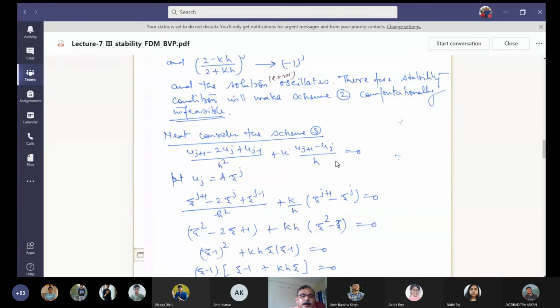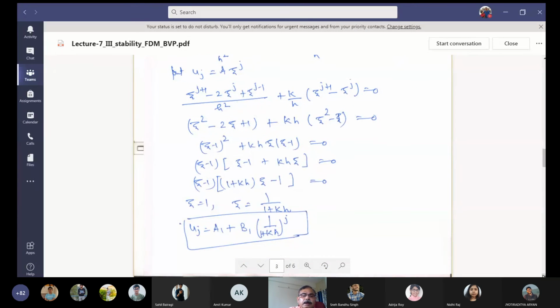So, and then again put uj exactly the similar way. Uj equal to a into xi to power j. Rewrite it. Divide by xi to power j minus 1. You get a quadratic polynomial. Solve that. You see that one solution is coming as xi equal to 1. Another is coming as xi equal to 1 upon 1 plus kh.